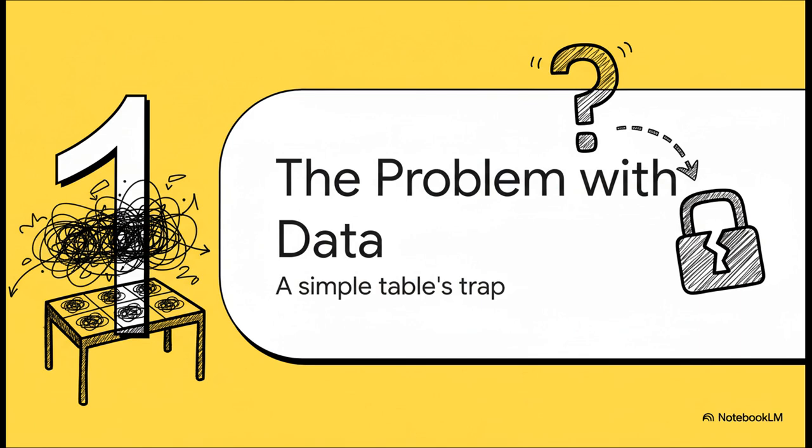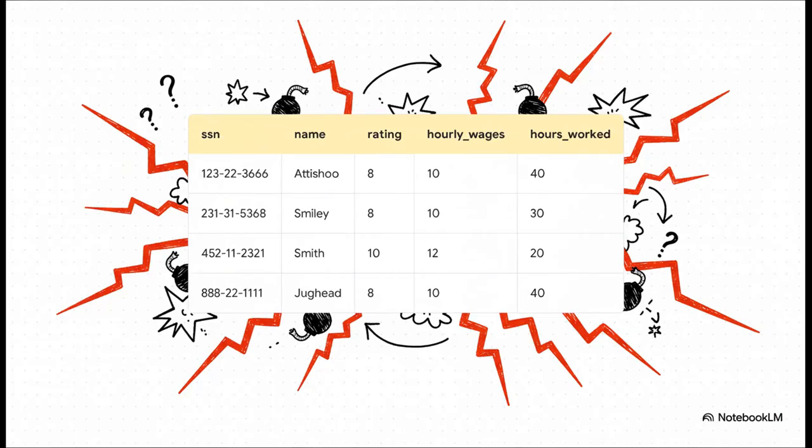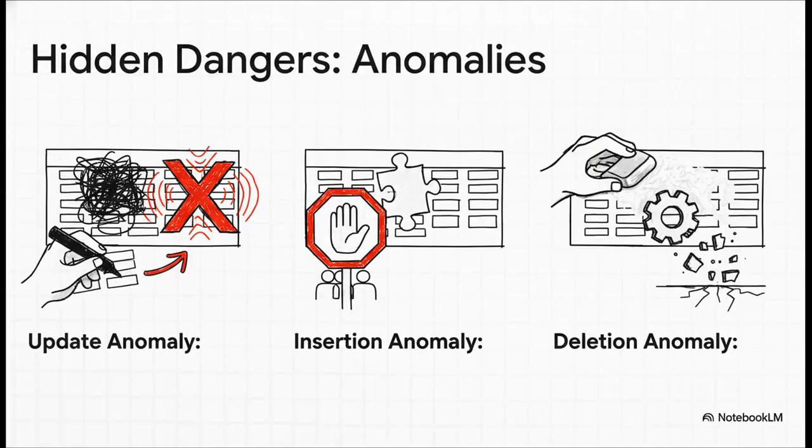To really get why normalization is so cool, you first have to see just how bad things can get without it. Let's take a look at why even a super simple table can be a total trap. So, you look at this table, right? Seems totally fine. We've got employees, their ratings, how much they make, the hours they worked. Simple. But trust me, hiding right under the surface, this innocent-looking design is basically a minefield just waiting to blow up your data. These hidden dangers have a name: anomalies.